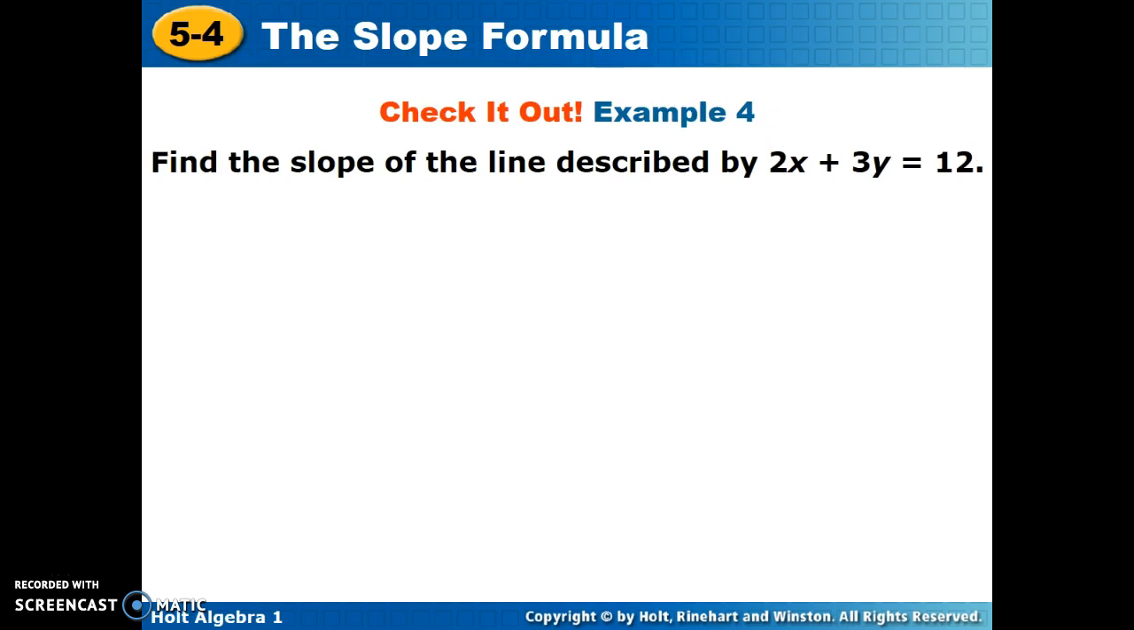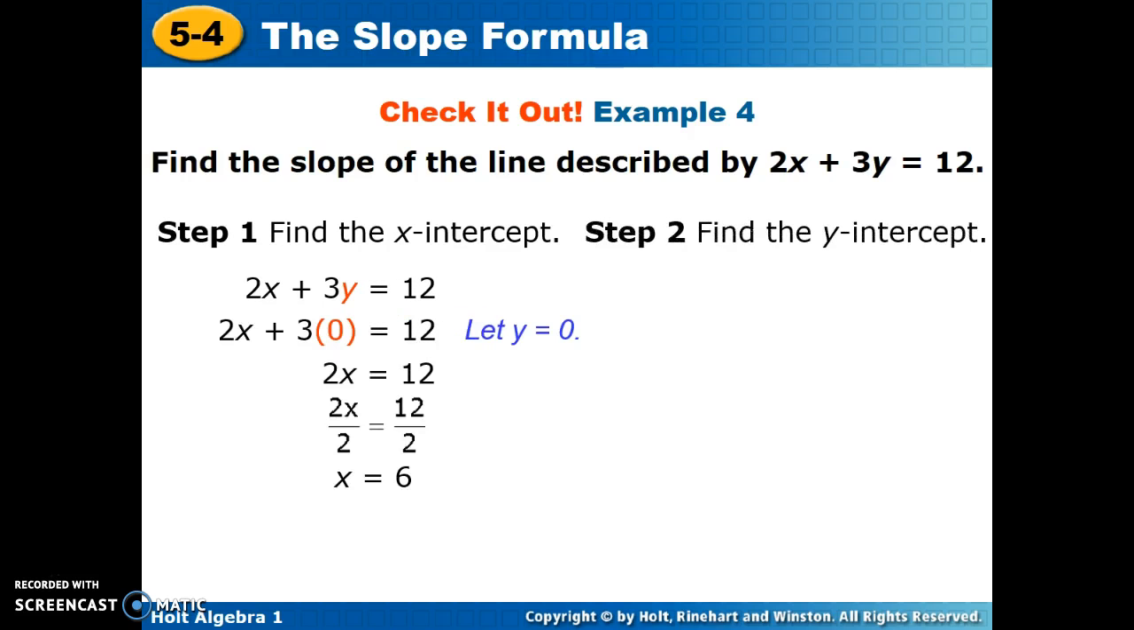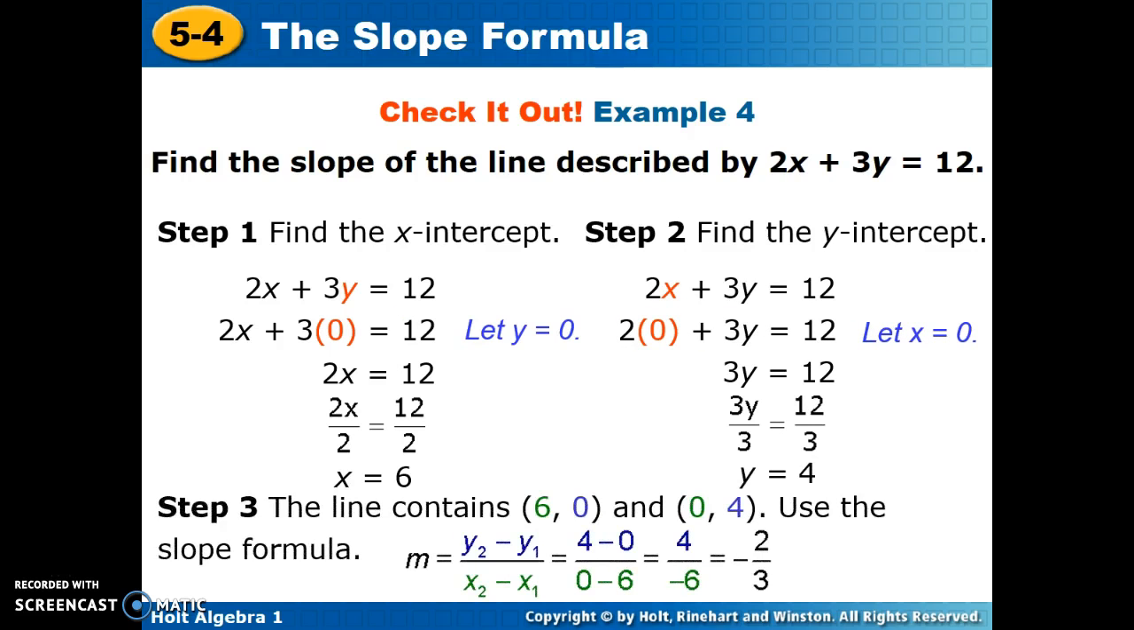So try this one out. Hit pause now. And we're back. And that is all.